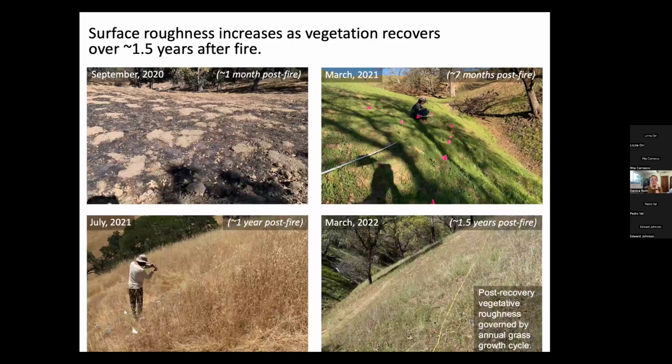We visited the site about every 6 months for about 1.5 years after the fire. And over that time, the site experienced quite a lot of pretty rapid recovery. This is in September of 2020, about a month after the fire, March 2021, 7 months after the fire, July of 2021, a year later, and March of 2022, about 1.5 years after the fire. We can see the vegetation growing back, and then at some point, we're starting to see surface roughness that's probably governed by the annual grass growth cycle rather than post-fire recovery.